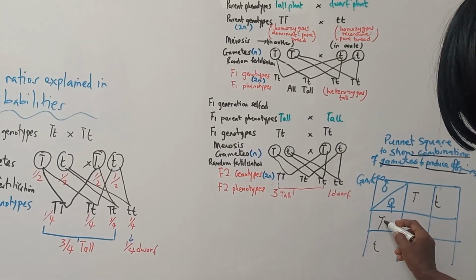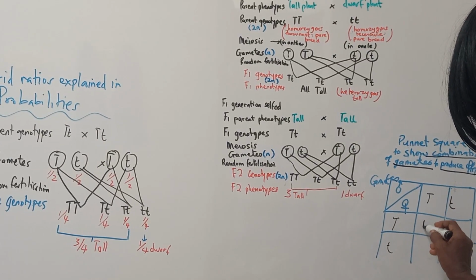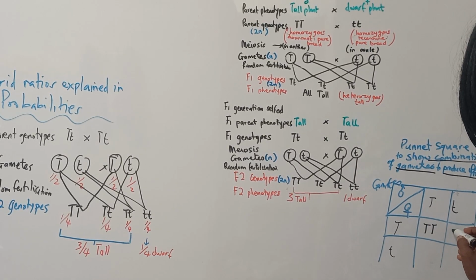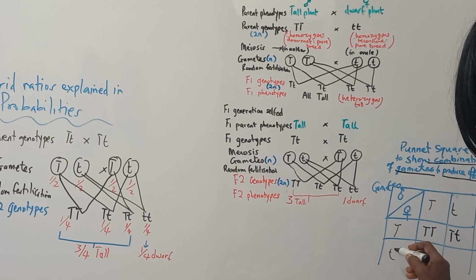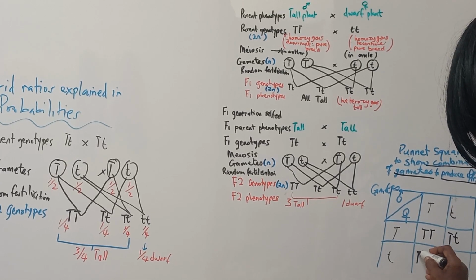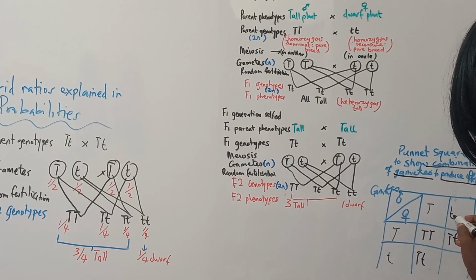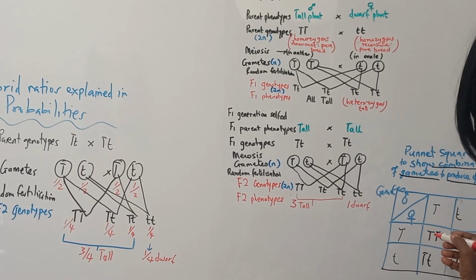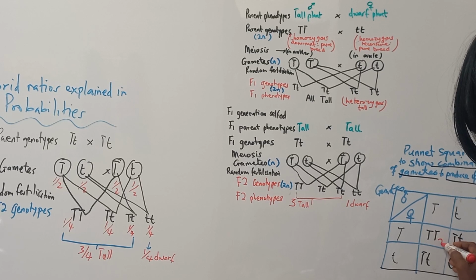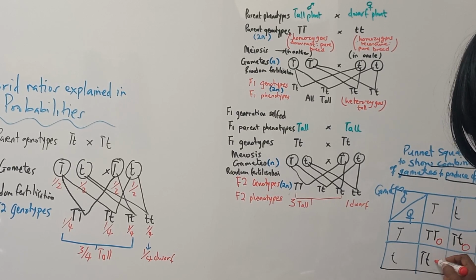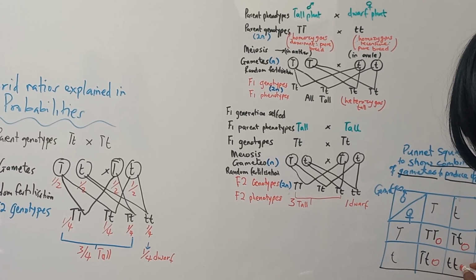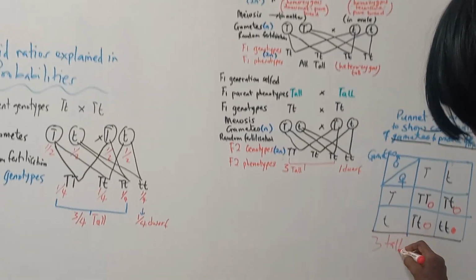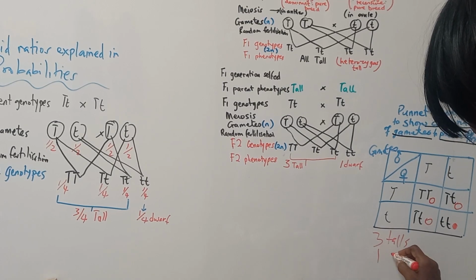This female gamete will fuse with this male gamete and have big T, big T. This one will fuse with this and have big T, small t. This will fuse with this gamete. You have big T, small t. This will fuse with this gamete to have small t, small t. So we have these as the offspring. This is tall, this is tall, this is tall, this is dwarf. So you see we have 3 talls, 1 dwarf.